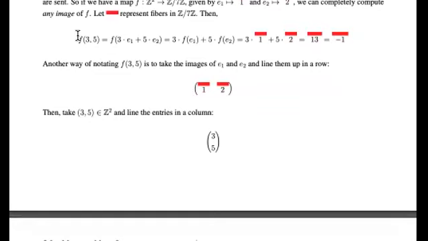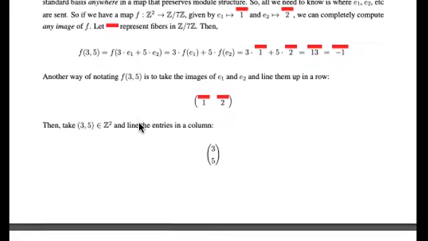Okay, then what about f of (3, 5)? Where would that go? Well, f of (3, 5) is the same as f of 3 E1 plus 5 E2. Then using Z module magic, we can pop things out of the f's, outside multiplication and the addition, and use our definitions of 1 bar and 2 bar, and end up getting this. So that's great.